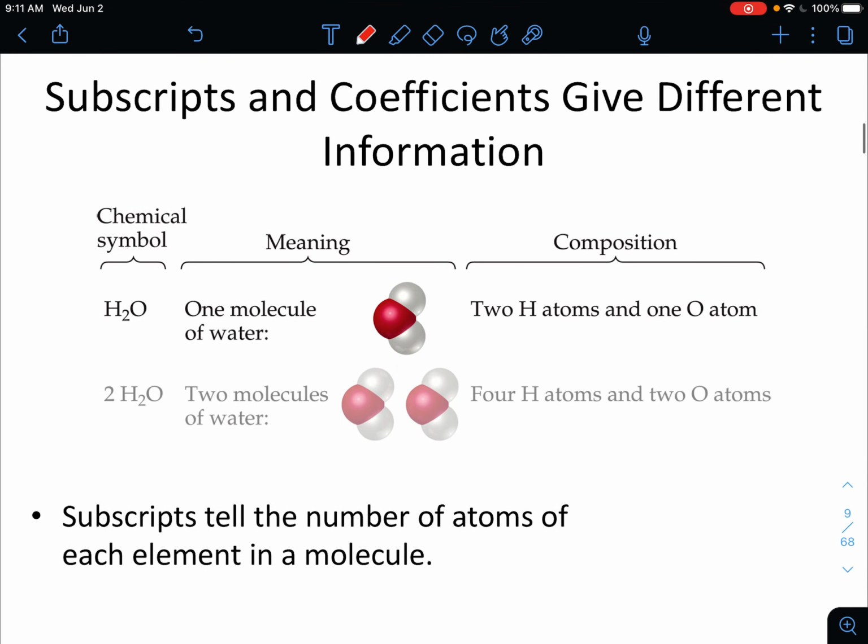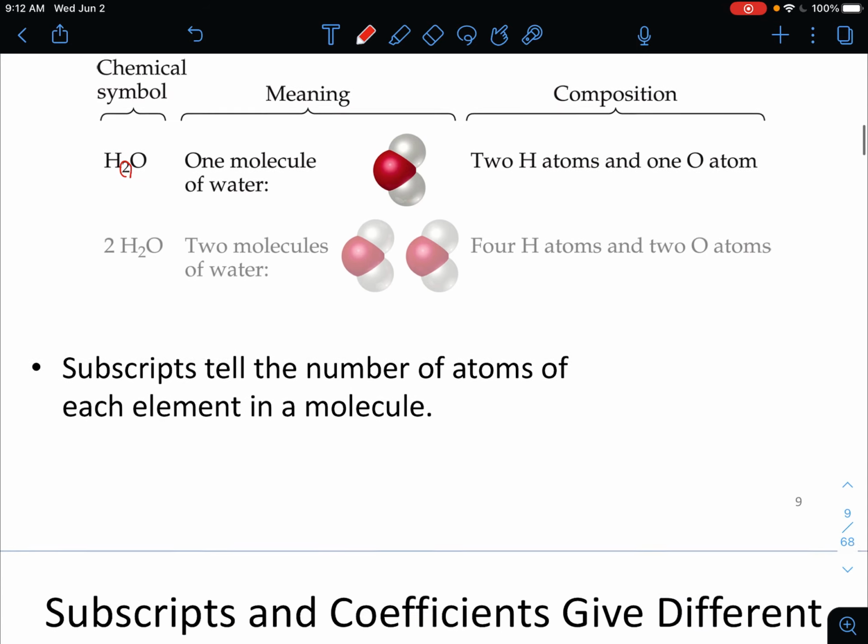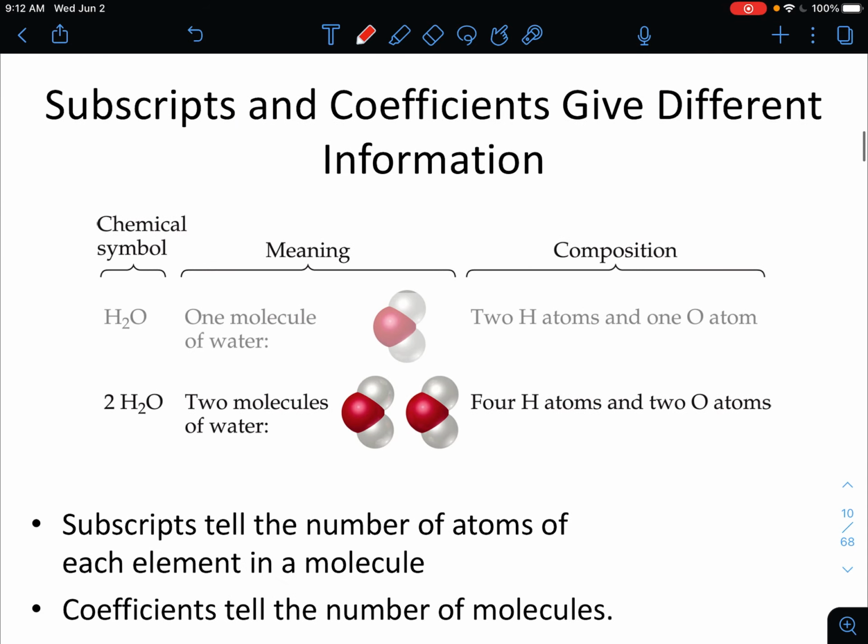So again, just to clarify, subscript versus coefficients, the 2 here only applies to hydrogen, and that's the complete chemical formula for water, H2O. That's different from the 2 out front, like we were talking about. That's our coefficient that's applying to the entire formula. So some people like to think about that entire formula in parentheses, and the 2 is applying to that entire thing.